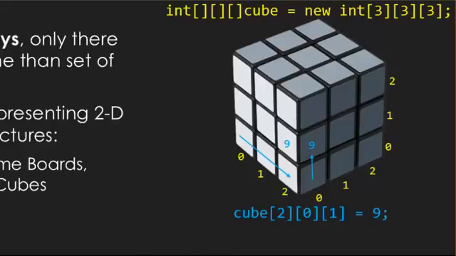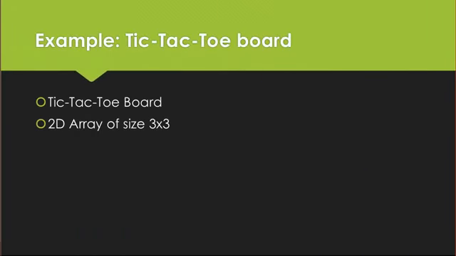Let's try another one. How about cube[1][2][1] gets the value 5. So we go over 1, up 2, over 1 again. That's where the value 5 goes. Let's think of another example. This one's a little more real world.